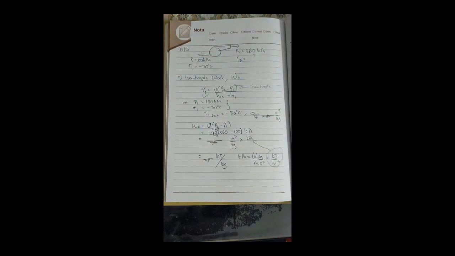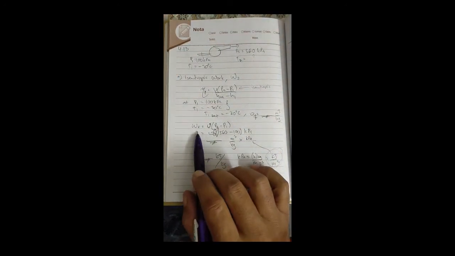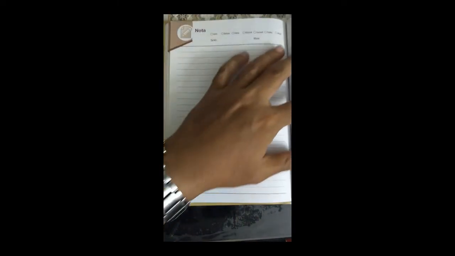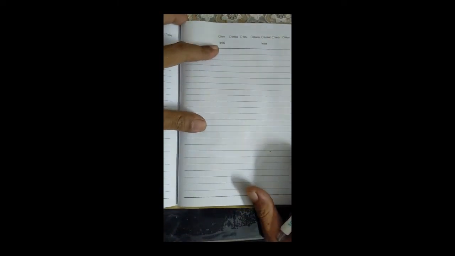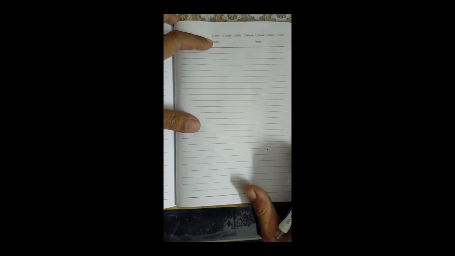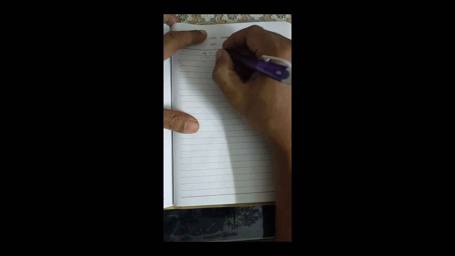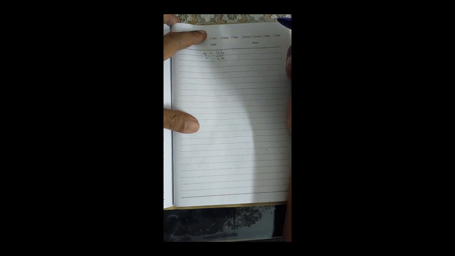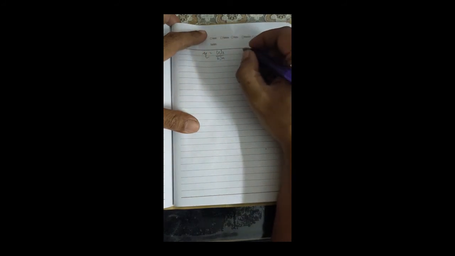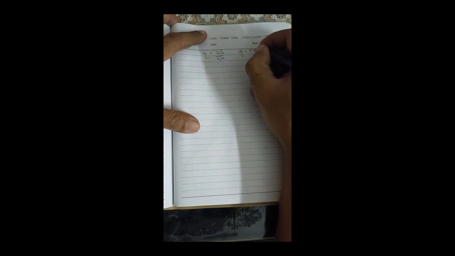Now that we have determined the isentropic work, we can calculate the actual work. The efficiency is work isentropic over work actual, and the given efficiency is 84%.